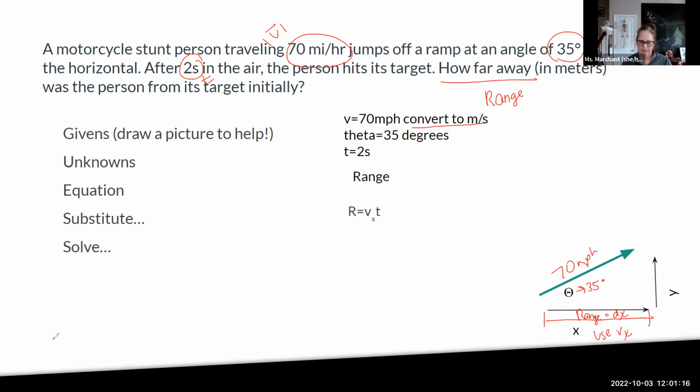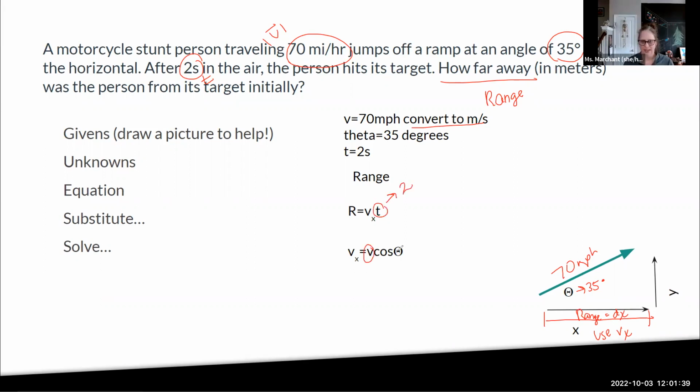Okay. So what do we know? Do we know the range? Nope. Do we know the velocity in the x? We can calculate it, okay? Because we know the velocity in the x is going to be the resultant velocity times the cosine of theta. Just don't use 70 for this one. And what do we use for time? Time is 2 seconds. And that would be our Vx. And there would be our range.